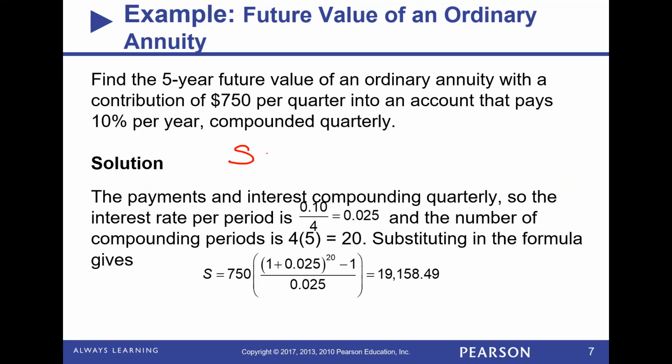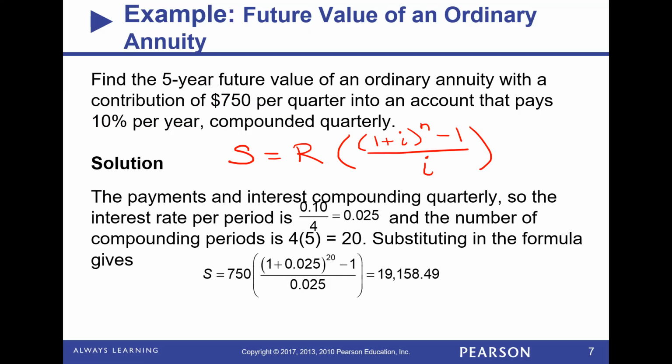Again, remind yourself S is the future value. And remember the formula itself is S equals R, and then we have that 1 plus I to the power of N minus 1 all divided by I. So this was the formula, and then this is me plugging everything in. And this is why I say, go find I and N first, so that you don't have a lot of craziness when you plug it in.